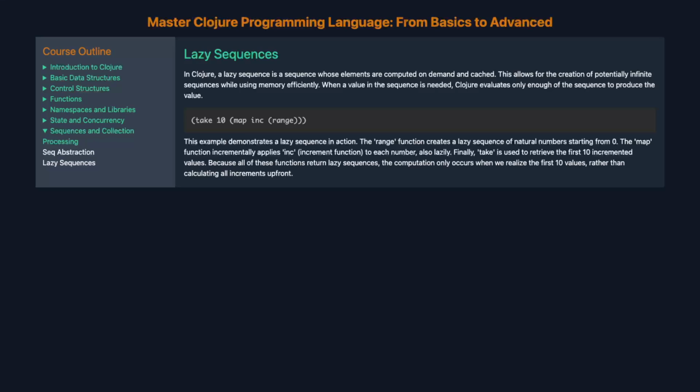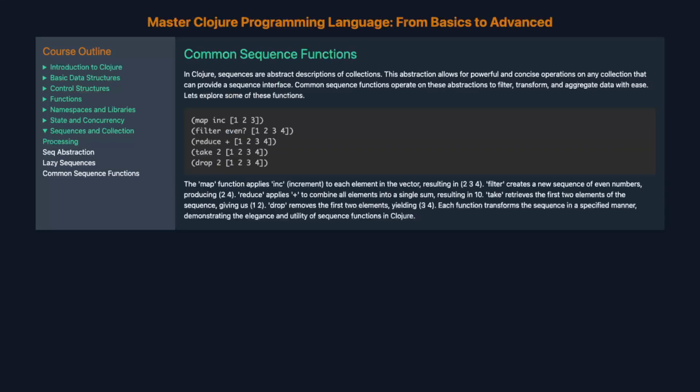This example demonstrates a lazy sequence in action. The range function creates a lazy sequence of natural numbers starting from 0. The map function incrementally applies the increment function to each number, also lazily. Finally, take is used to retrieve the first 10 incremented values. Because all of these functions return lazy sequences, the computation only occurs when we realize the first 10 values, rather than calculating all increments up front.